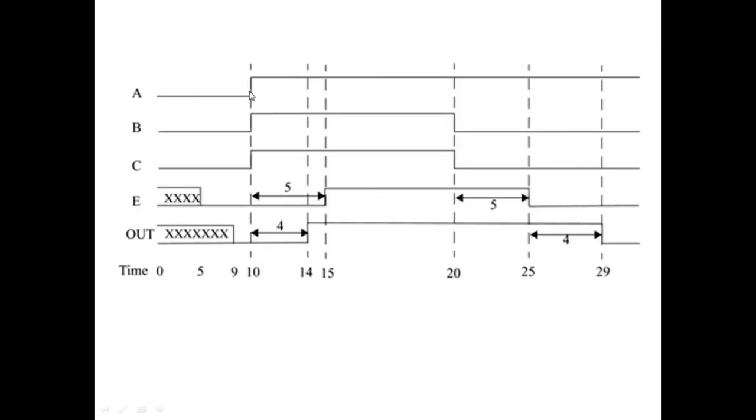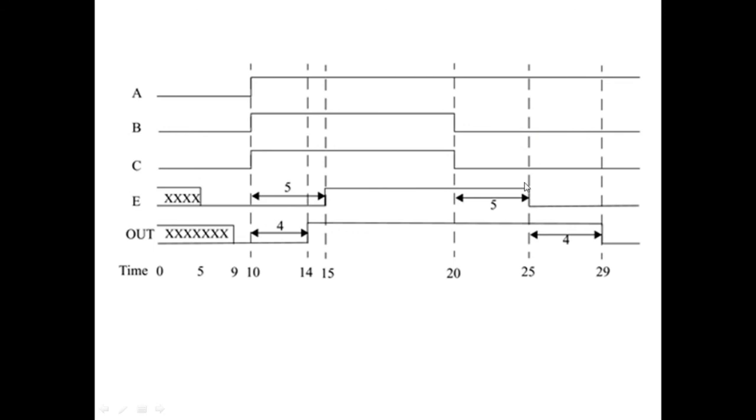A started logic 1 and it ended, and B started logic 1 at 10 seconds and it ended here. So A and B from 10 to 20, that means for 10 seconds, are in logic 1. That means E will also be logic 1 for 10 seconds, that is, from 15 to 25 seconds E will be in logic 1 state.